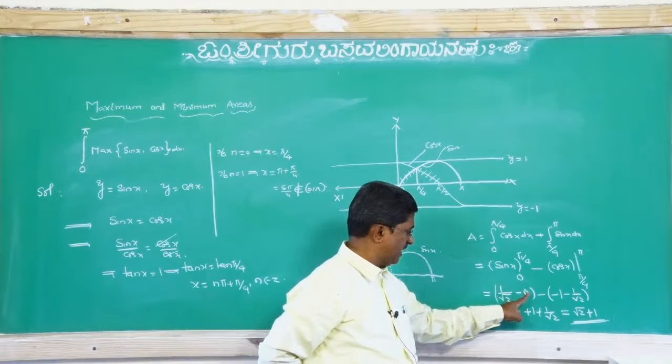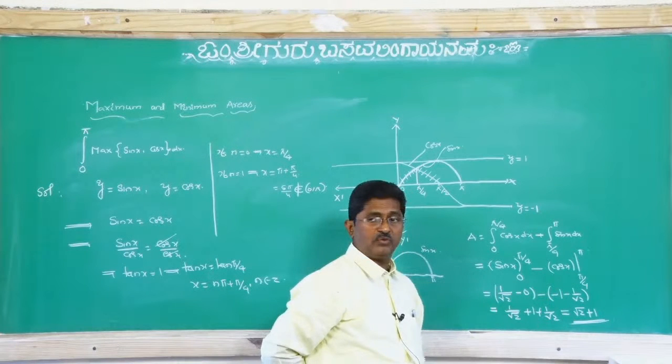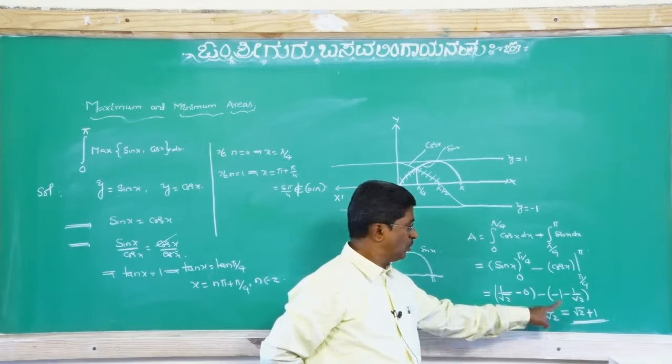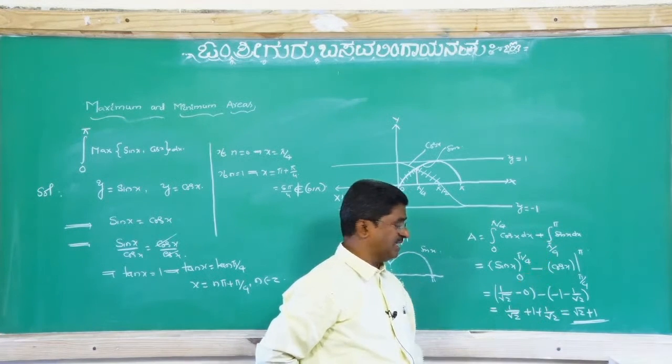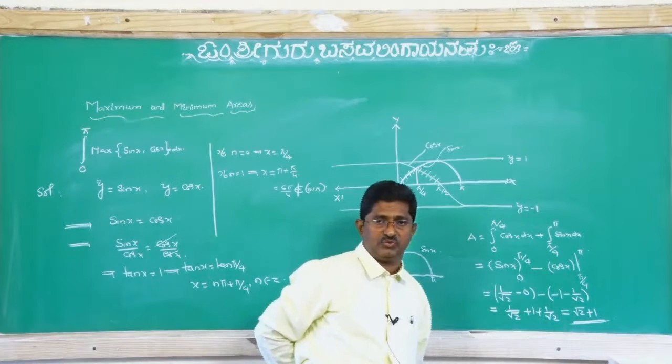So 1 by root 2 minus 0 is nothing but 1 by root 2, minus minus plus 1, plus 1 by root 2. So 1 by root 2 plus 1 by root 2 is nothing but 2 by root 2. 2 by root 2 means 2 can be written as root 2 into root 2. The root 2 gets cancelled, leaving root 2, which is the required solution.